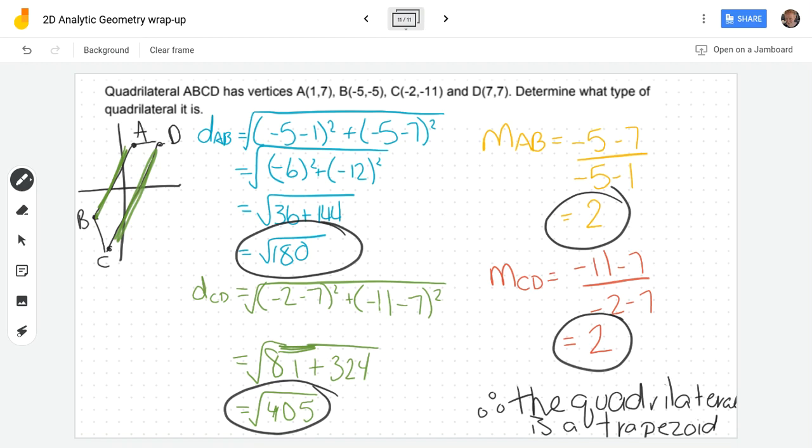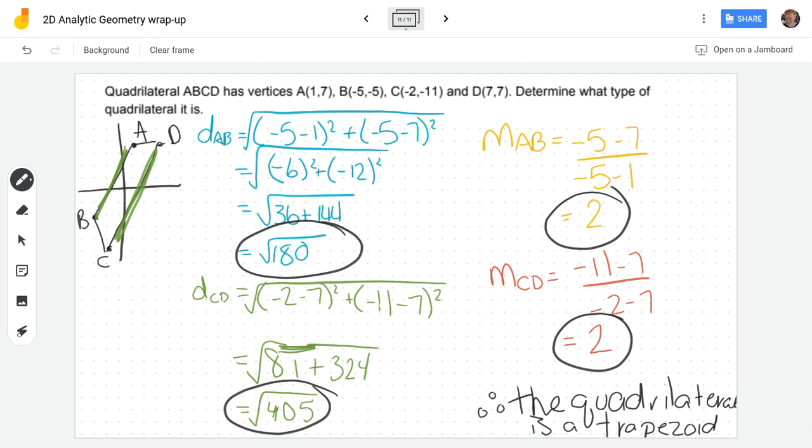Then we look at the slopes of these two. They happen to be the same, which means it's a trapezoid. It doesn't matter what the length of AD and BC are if it's a trapezoid. We've already ruled out that it's a rectangle or a parallelogram, so it has to be a trapezoid if these two are parallel.